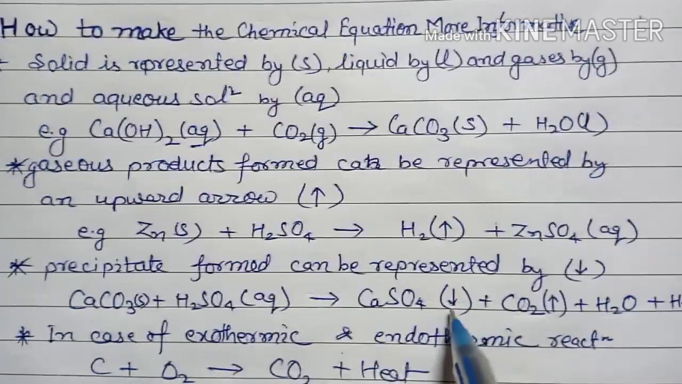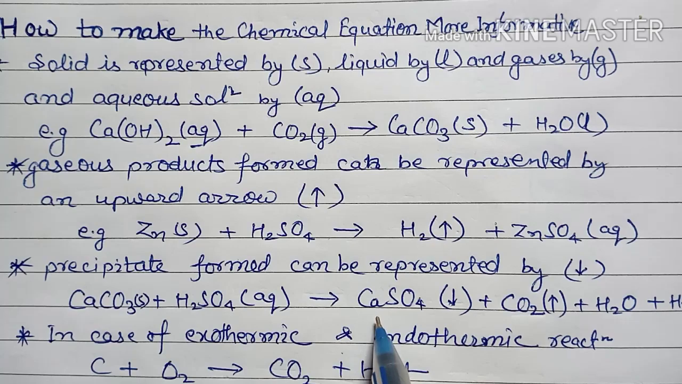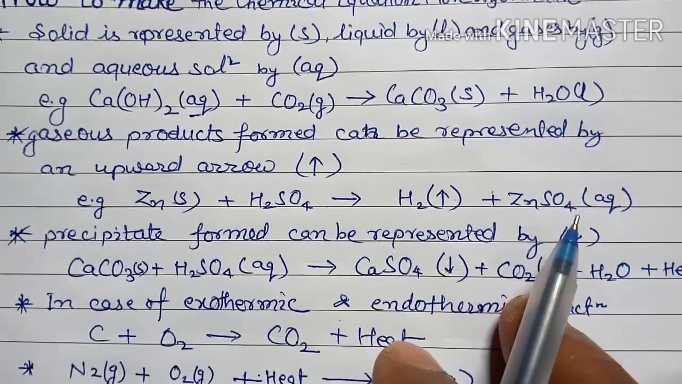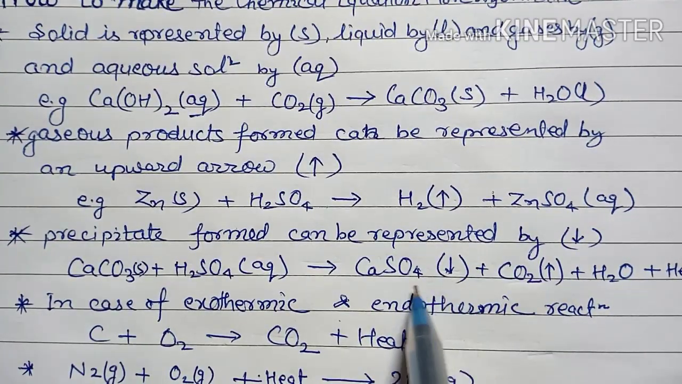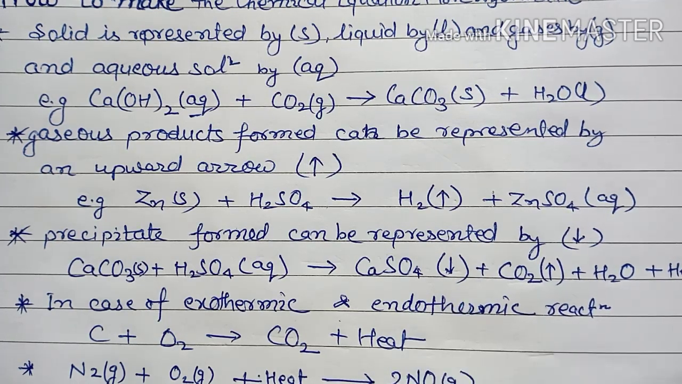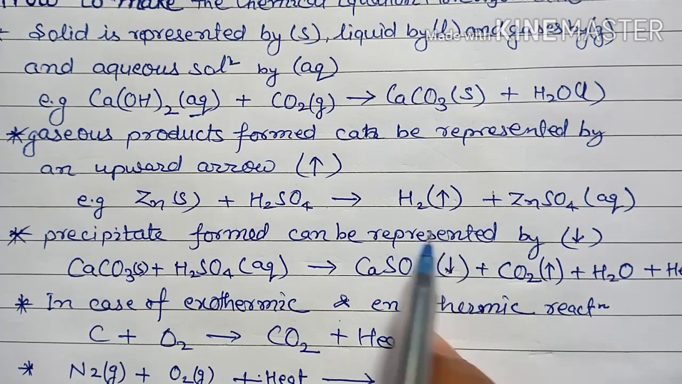Here you can see we have represented calcium sulfate, which is a solid. So it forms in the form of a precipitate, and this has been indicated by a downward arrow.